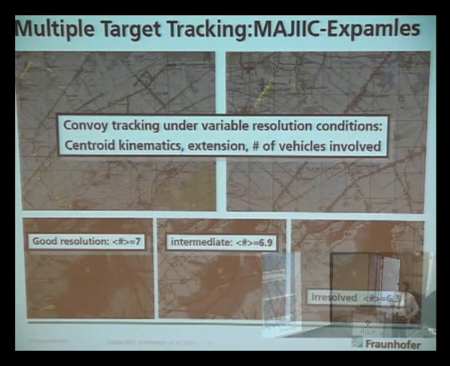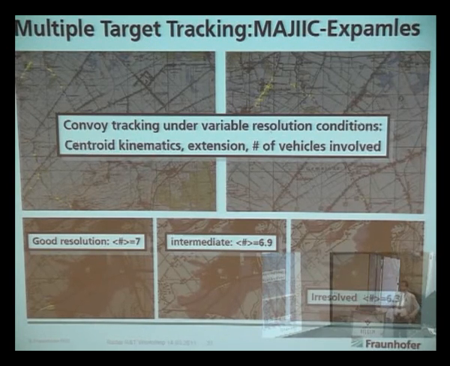before we do this, I would like to give you an example from the ground surveillance world. Convoys are important objects of interest in ground surveillance. And under variable resolution conditions, it's not easy to do that. The users are interested in three quantities, actually. They want to have the kinematics of the centroid, a vector which describes the kinematics. They want to have an estimate of the extension, and they want to have an estimate of the number of vehicles involved. Since there are resolution phenomena, estimation of the number of vehicles is by no means easy.